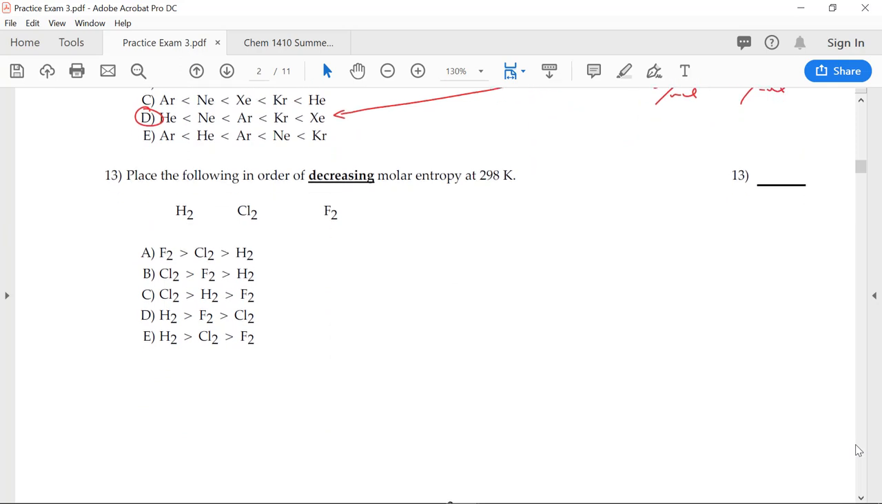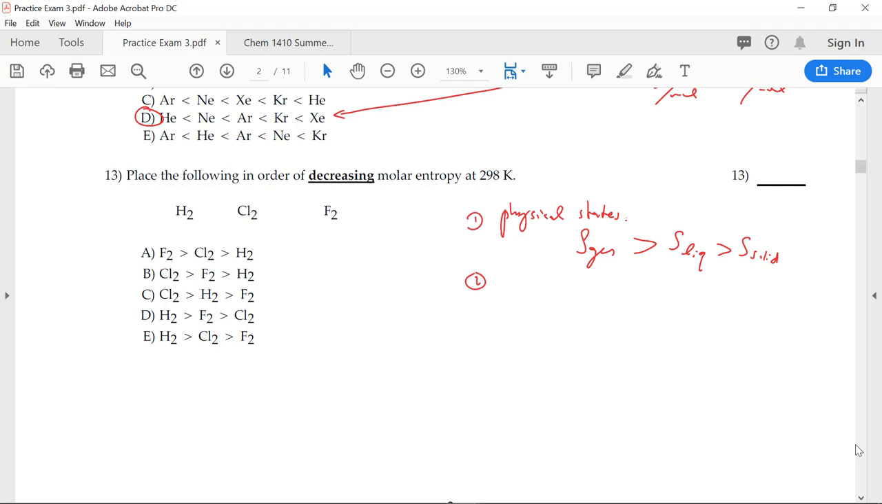Place the following in the order of a decrease in molar entropy. So it's the same thing we are testing over here. We try to decide the factors controlling the entropy. As we said, we have the physical states. S gas, I'm repeating, but hopefully this is going to help, is going to be greater than S liquid, which is greater than S for the solid. S is the entropy. That's the first factor.